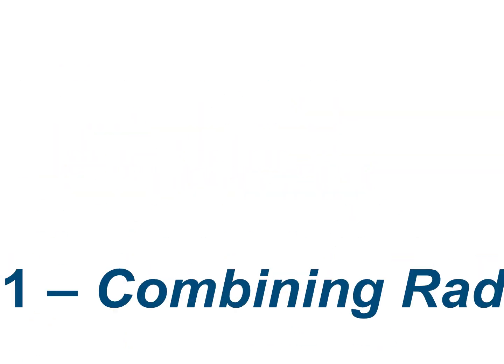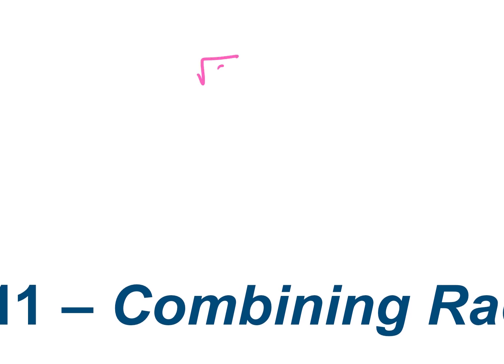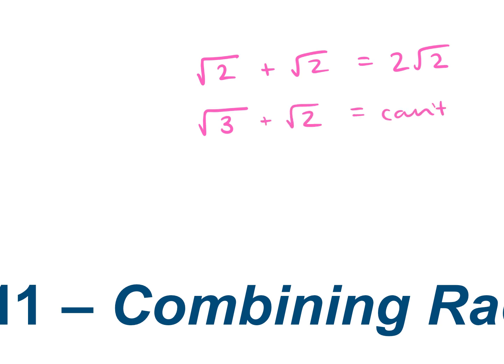I'll write that down. So we could add square root 2 plus square root 2. This would be 2 square root 2. Which we'll do some examples. But I cannot add square root 3 plus square root 2. Can't combine. So they have to have the same number underneath the radical in order to add them.